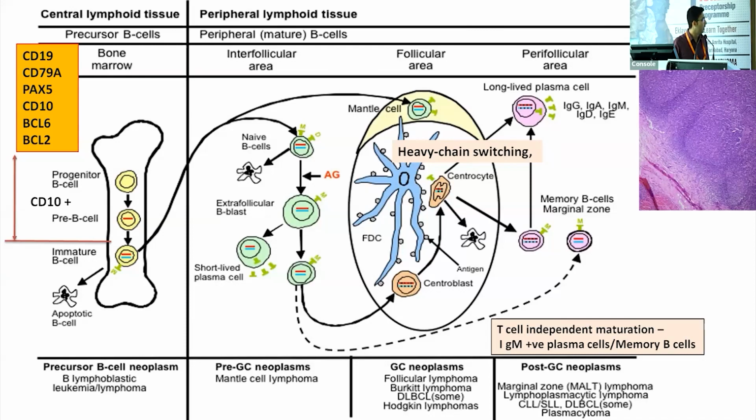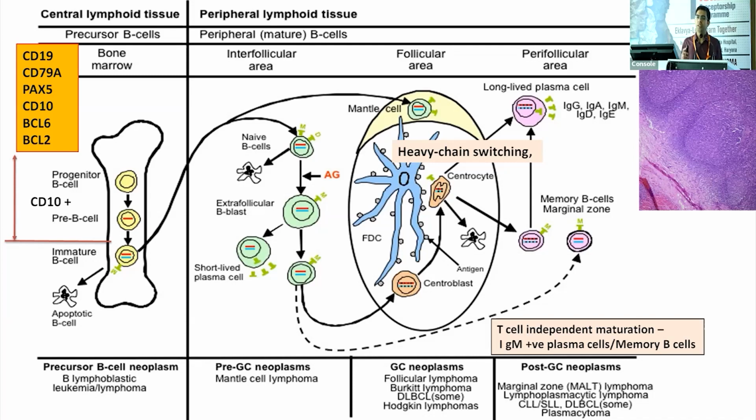CD79A again remains positive throughout the cycle. PAX5 also remains positive throughout, but it switches off at the stage of plasma cell. But CD10 is different. CD10 remains positive within the bone marrow. It becomes negative here, but it becomes positive again when the cells enter the germinal center.